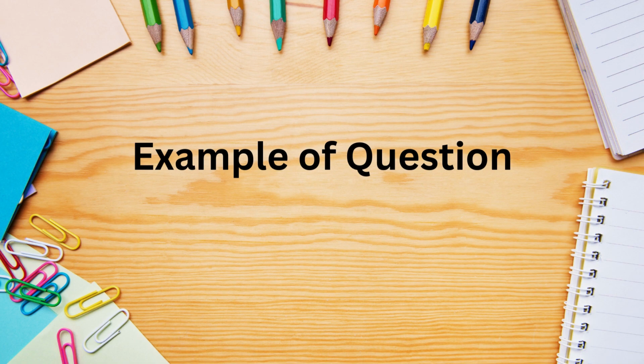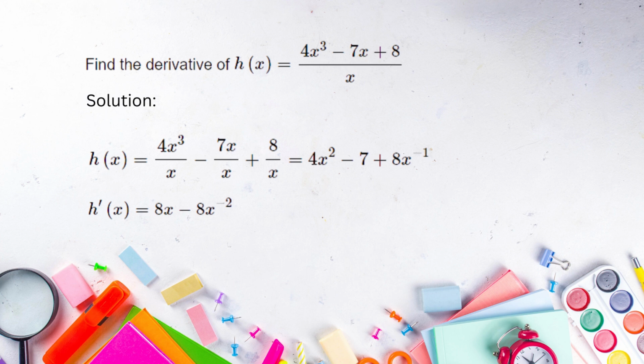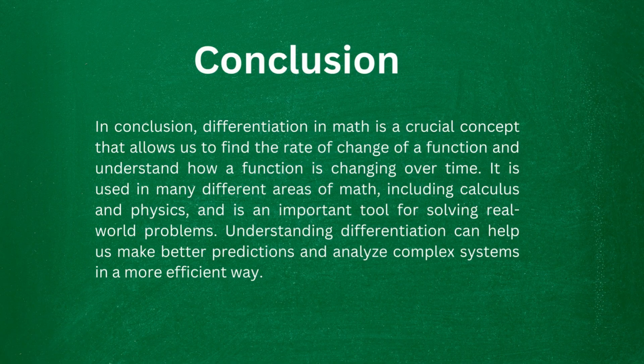Example of question. For this question, we'll first need to divide the function out and simplify before we differentiate it. First, we need to change the power of x to x to the power of negative 1, then only we can easily differentiate it. Conclusion.